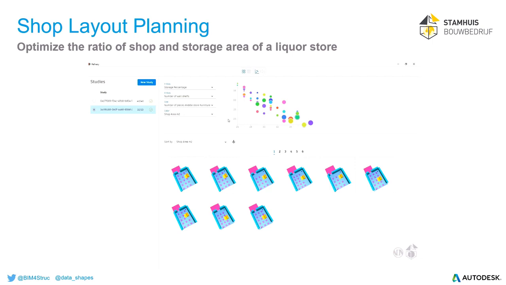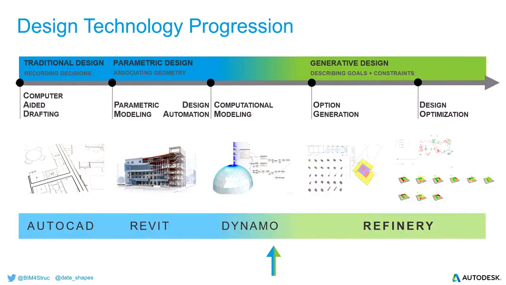It's about changing your mindset, and understanding where you are in that design technology progression that I talked to you about. We went through traditional design, parametric design, and generative design. The biggest difference between those two is that within parametric design, we are recording decisions and associating geometry with it, so we are documenting our idea, while in generative design, we are talking about constraints and goals. So instead of designing a chair, we say, I want to design something to sit on. That could be a pillow, a bench, or a couch.